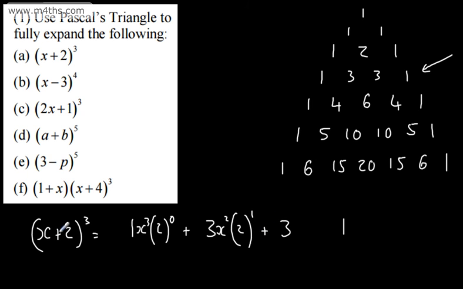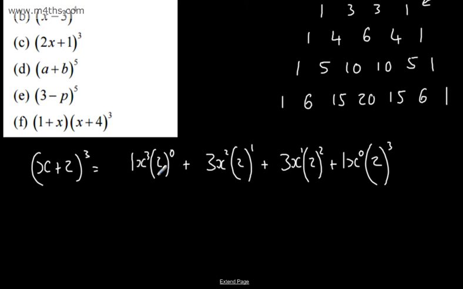Again, I'm going to insert a positive here. Then we're going to have now x to the power of 1. I'm decreasing the powers of x by 1. And then we're going to have 2 to the power of 2. Then finally, we're going to have now x to the power of 0. And we're going to have now 2 to the power of 3.